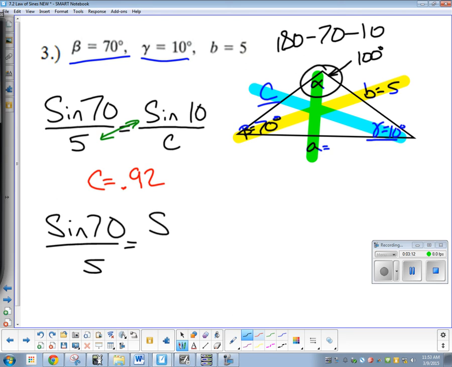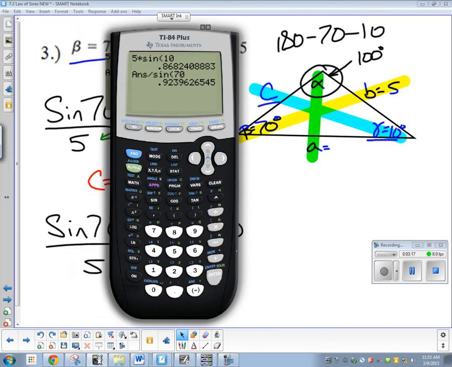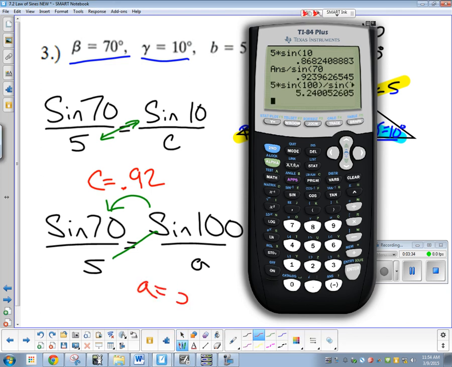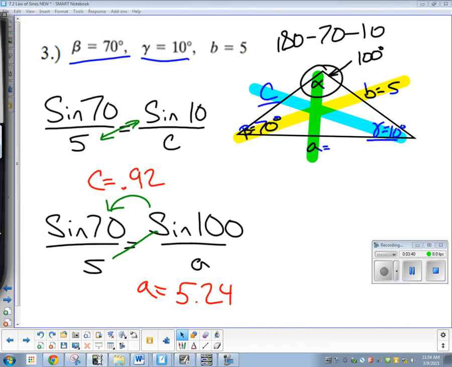Okay, so sine of 100 over A. Again, in my calculator, I'm going to multiply the two that I know together. So 5 times sine of 100 divided by sine of 70. Take the two that you know and multiply them together. Divide by the one you don't. A is going to be equal to 5.24. Does it make sense that A is the biggest number? Yeah, because the angle is 100. It's the biggest angle, so the side should be the biggest side. Good.